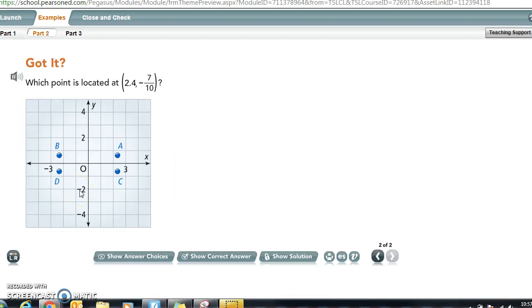Which point is located at 2 4/10, negative 7/10? Okay, so remember, a baby can crawl before they can walk. So that means they can go left or right before they can go up or down. Go ahead and graph this, find what point it's at, and then I will move on to part 3 in your notes.